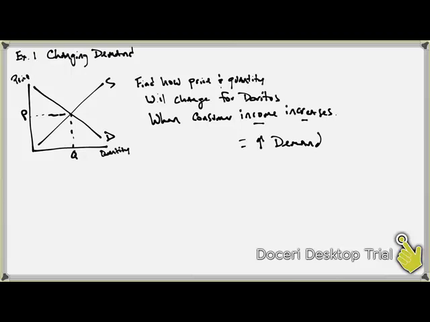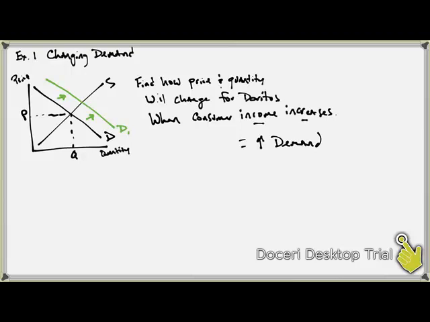So I go back to my graph. I'm going to take the demand curve and shift it to the right, because that represents an increase in demand. So you always draw arrows. So I draw my arrows. I'm going to draw a new demand curve. I'm going to label that D1.